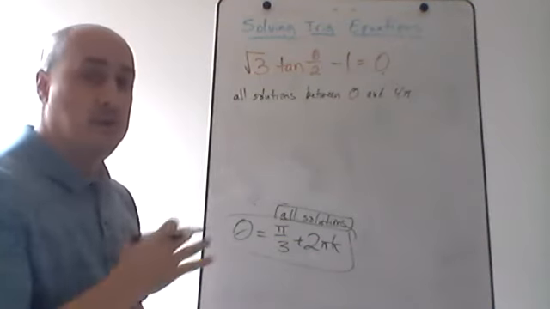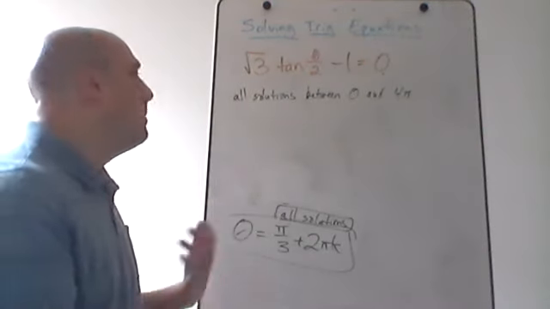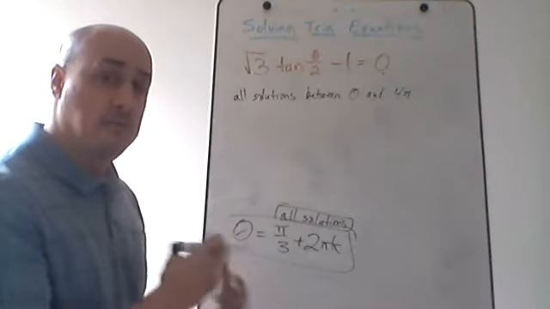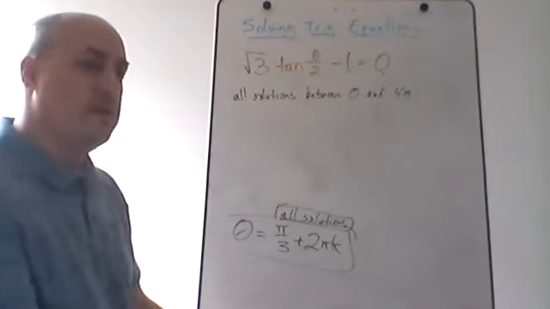And if you watched the last video that I did where I solved the problem, I think it was a sine of 3 theta, we had to do a similar thing there. We had to give all the answers between 0 and 2 pi after we found all the possible solutions. So this is a similar thing to what we did there.